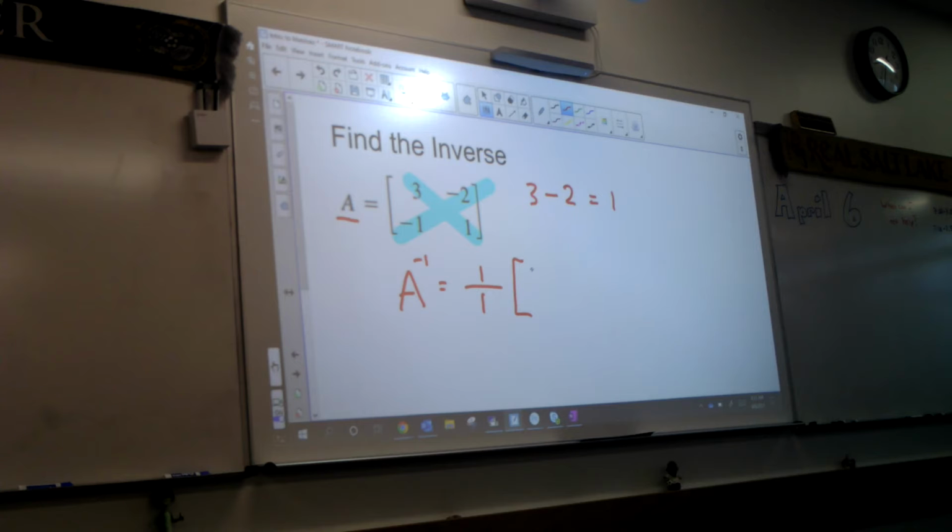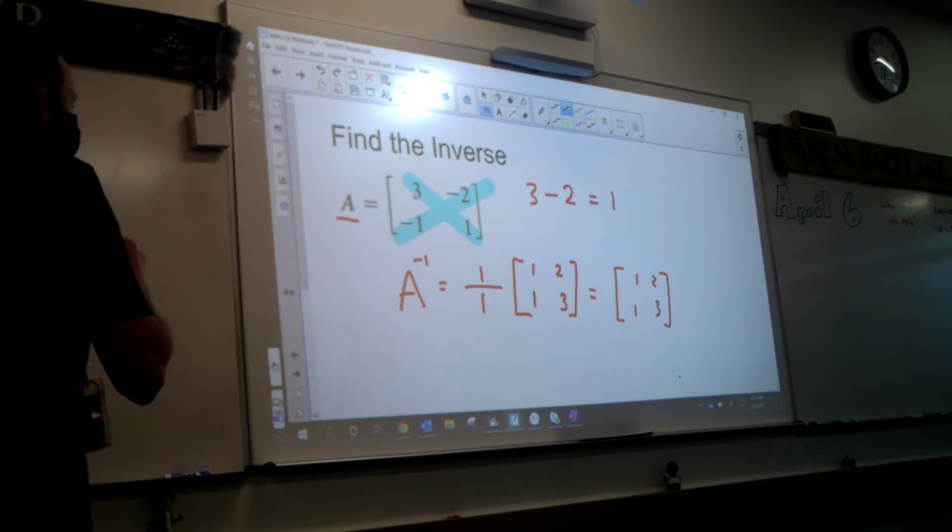A and D switch spots, so I'm going to put 1 here and 3 there, because they just switch spots, right? What did we do with B and C? So this is 2, and this is 1. And do I really need to put that 1 over 1 in front? Nope, it's just 1, 2, 1, 3.